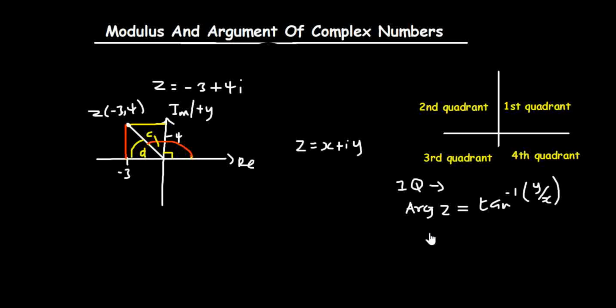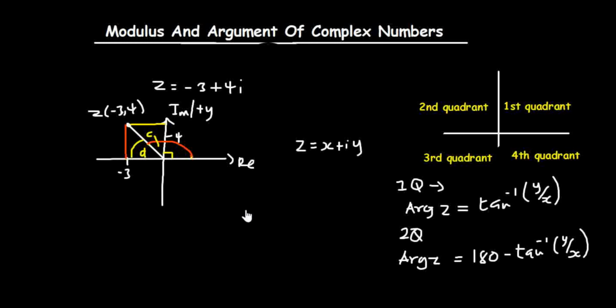Now if you want to find the argument of a complex number in the second quadrant, you will use the formula arg z equals 180 minus the tan inverse of y over x. So if you want to find the argument of a complex number in the second quadrant, you are going to use this formula here.